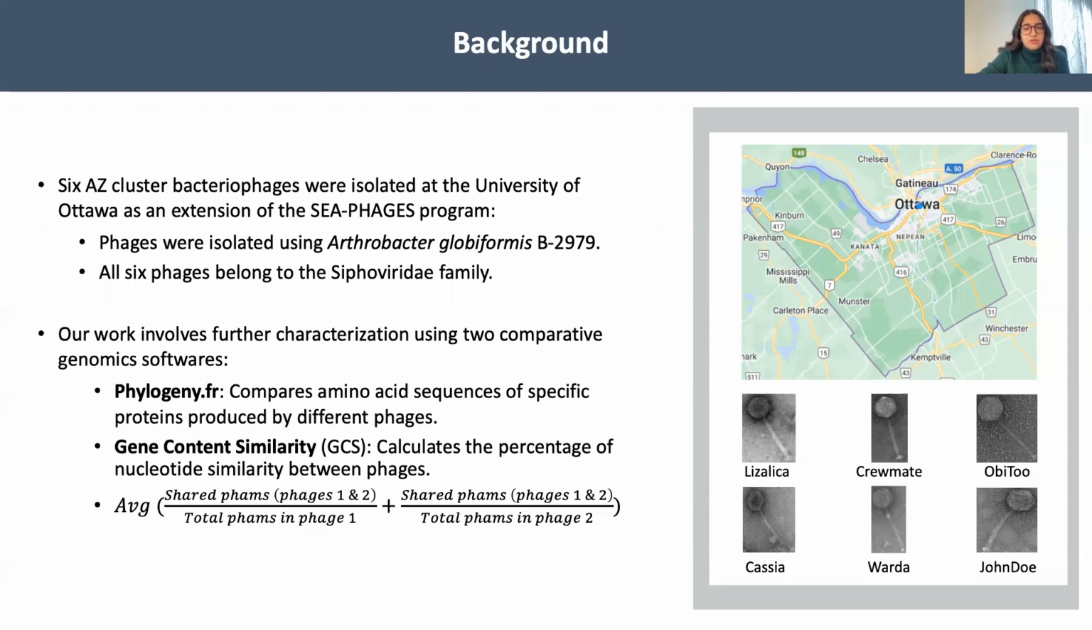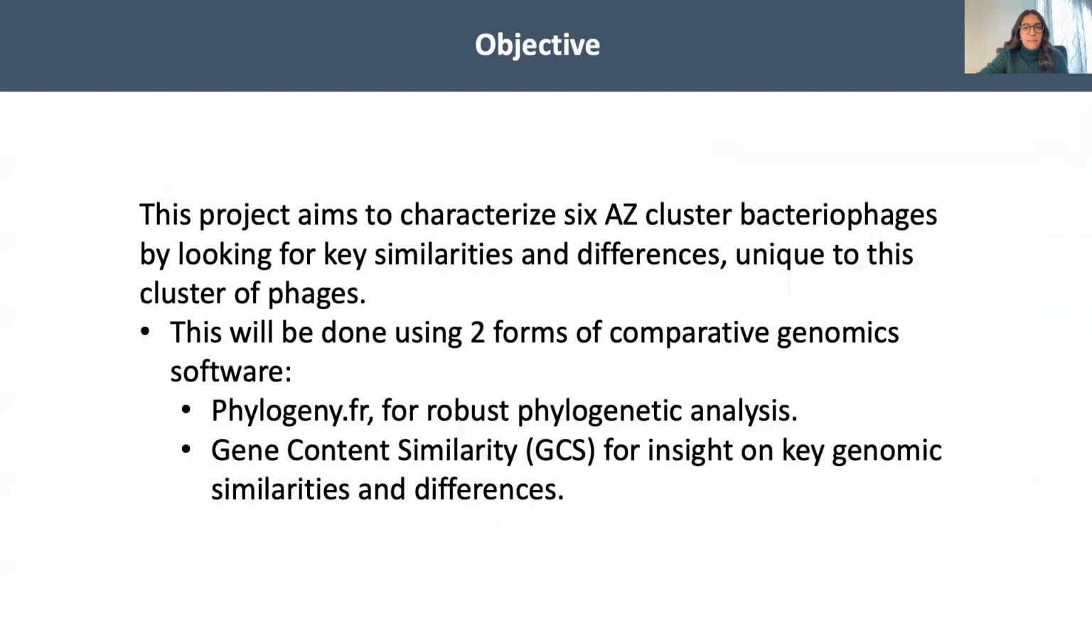Our work involved further characterization using 2 comparative genomic softwares: phylogeny.fr, which generates phylogenetic trees by comparing amino acid sequences of specific proteins produced by different phages, and the PhagesDB embedded gene content similarity software, which compares the GCSs of different phages, calculated by the shared number of phams from each phage and the average of the value for both phages. Our main goal of this project was to further characterize these 6 selected AZ cluster bacteriophages using those 2 softwares, phylogeny.fr and GCS, to look for key similarities and differences that are unique to this cluster of phages.